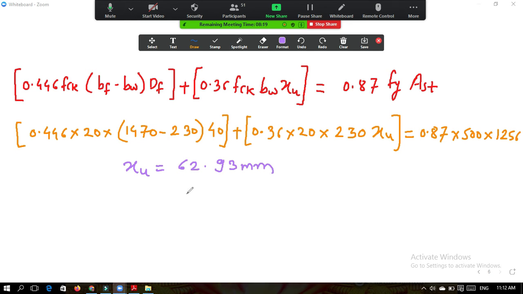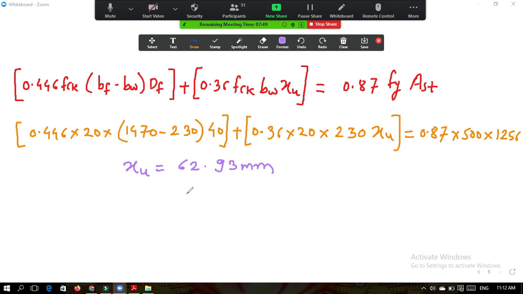Now compare that. XU is greater than DF. So DF is 40 and XU is 62.93, so already the first condition is satisfied: XU is greater than DF. It is confirmed that our neutral axis lies in the web. Now we have to see whether the stresses in the flange are uniform or not. So for that we need to check the condition: DF is less than 0.43 XU or DF is greater than 0.43 XU.